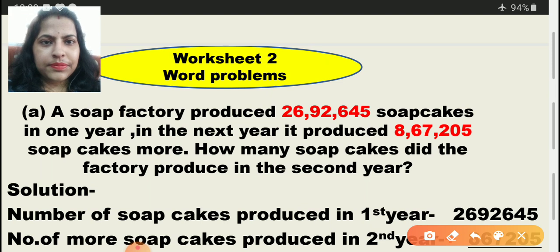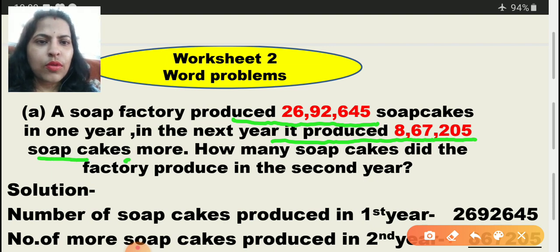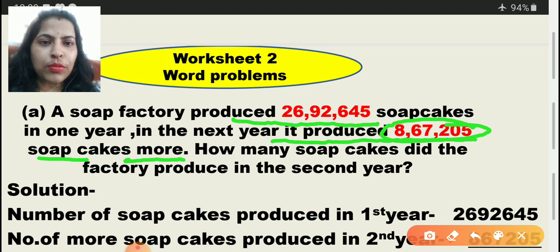Question number A. A soap factory produced 26,92,645 soap cakes in 1 year. In the next year, it produced 8,67,205 soap cakes more. You have to underline this word "more". It means this data is given about the more soap cakes produced, not the number of soap cakes produced.